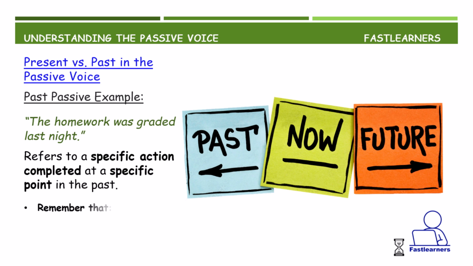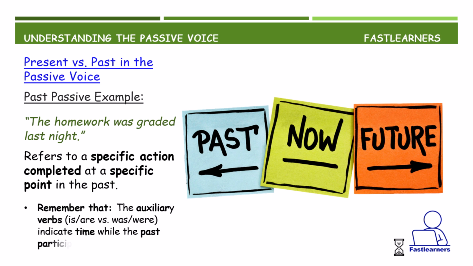You have to remember that the auxiliary verbs is or are versus was or were indicate time, while the past participle shows the action.